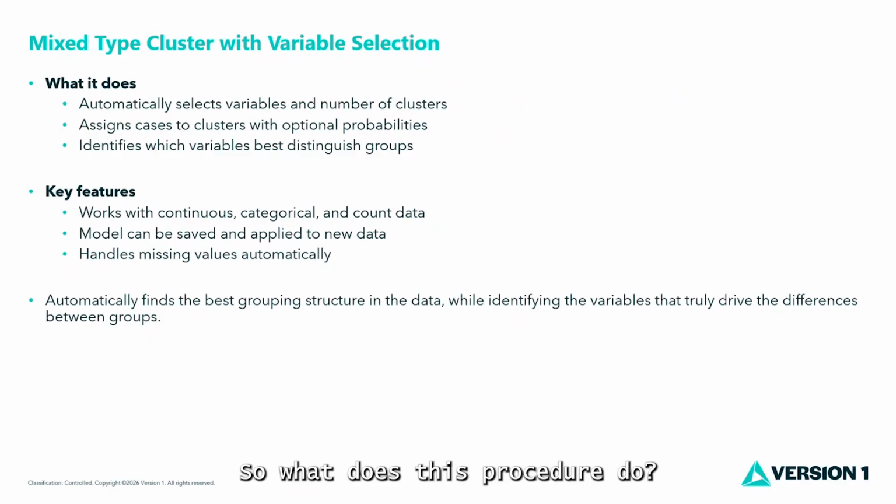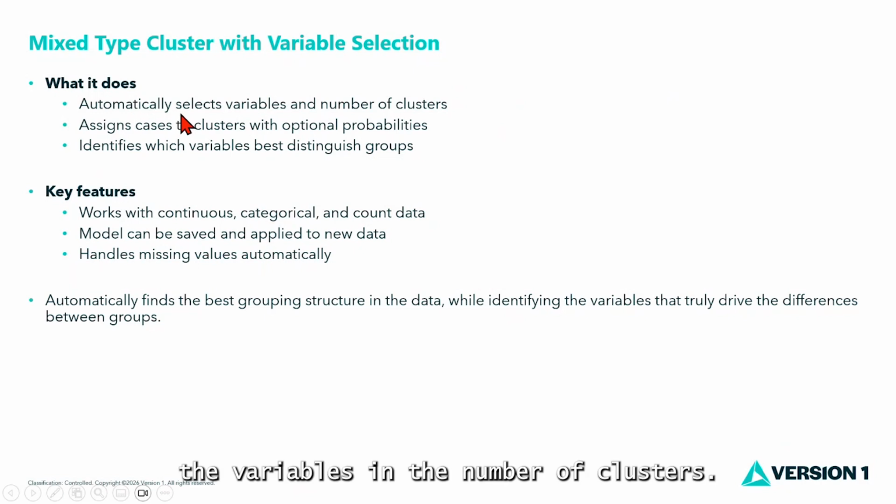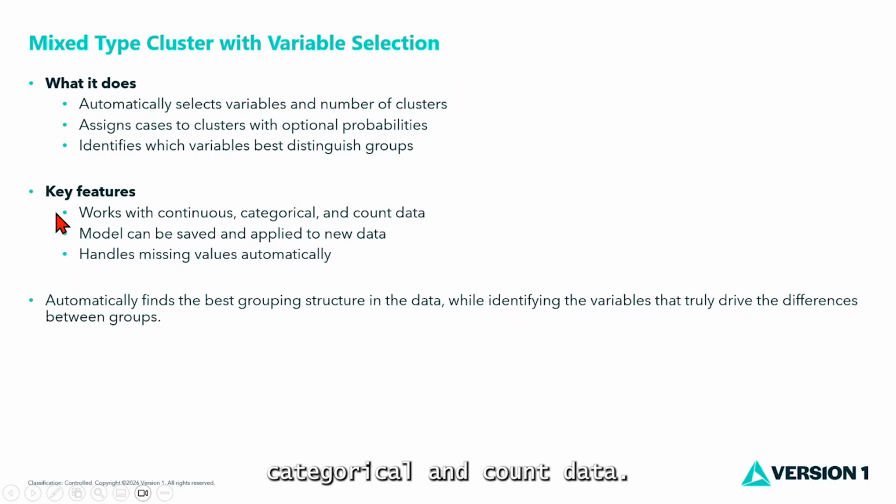So what does this procedure do? Well, if you're running cluster analysis, it will automatically select the variables and the number of clusters. It assigns cases to clusters with optional probabilities. It identifies which variables best distinguish groups. It works with continuous, categorical, and count data. The model can be saved and applied to new data. And it handles missing values automatically. A great way to think about it is that it's going to automatically find the best grouping structure in the data while showing you the variables that truly matter, the variables that truly drive the differences between groups.